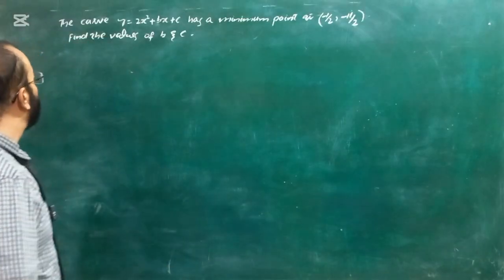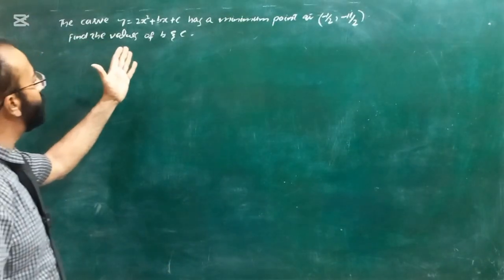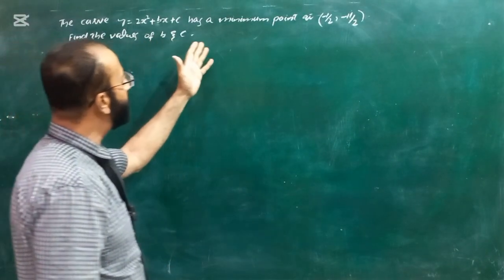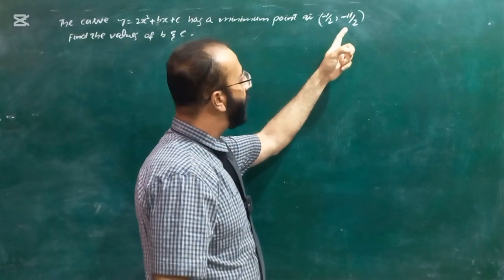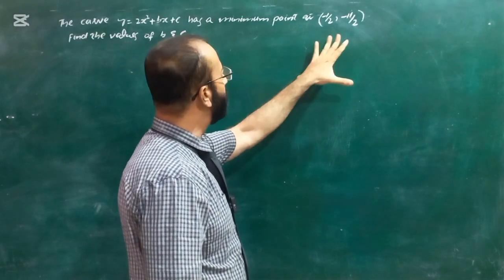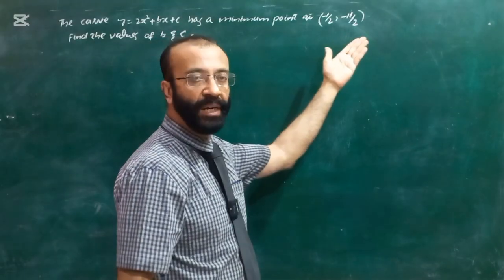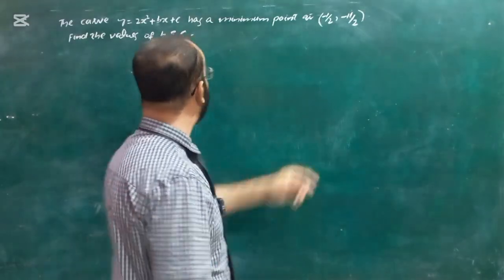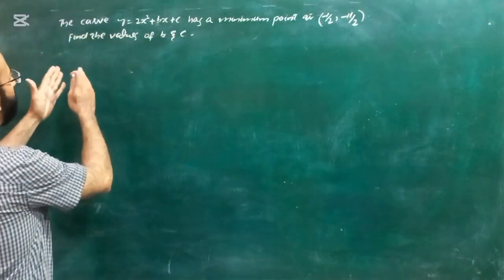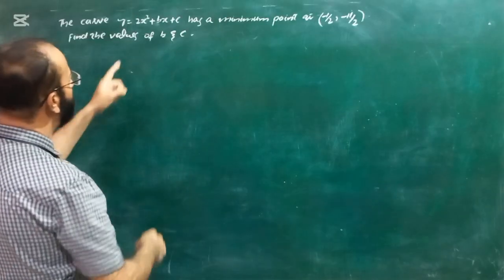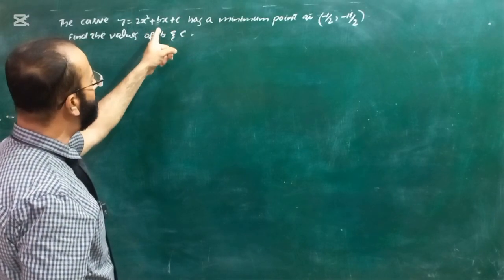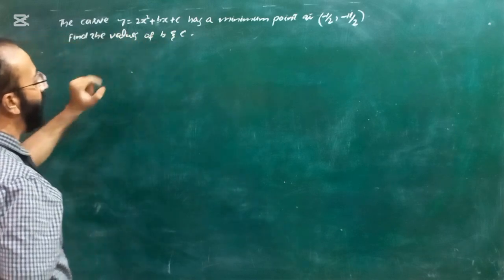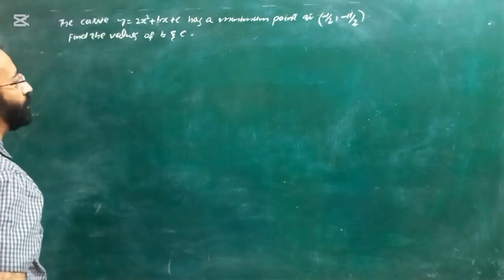Here is a special question. The curve y is equal to 2x square plus bx plus c has a minimum point at minus 1 by 2 and minus 11 by 2. So this is the minimum point, it means this is the turning point. The requirement is to find the values of b and c. So b and c are the coefficient and constant values in the quadratic curve.